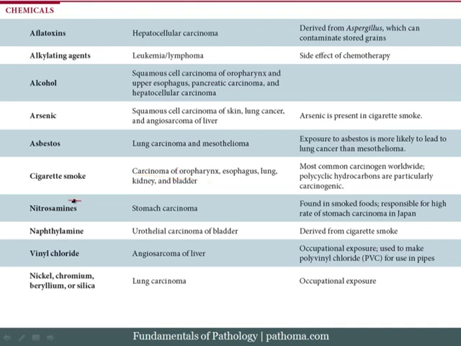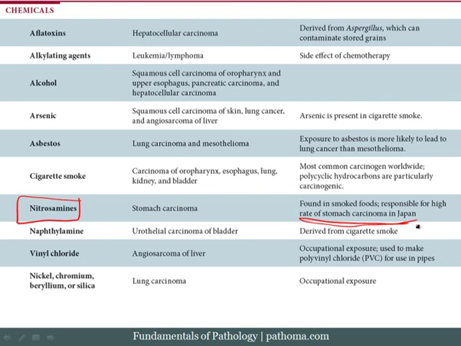Now, nitrosamines, the next one on the list, is highly associated with stomach carcinoma, and it's found in smoked foods and is responsible for the high rate of stomach carcinoma in Japan. Let me just take you back for a second. If you haven't studied stomach yet, you will eventually hear this, but stomach cancer is actually divided into two types. You can get an intestinal type of stomach carcinoma, which is the more common type, and the second type is the diffuse type.